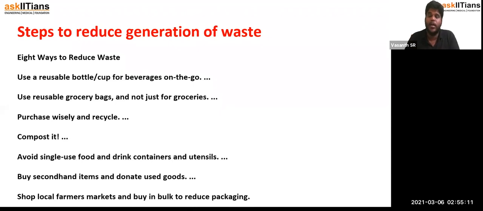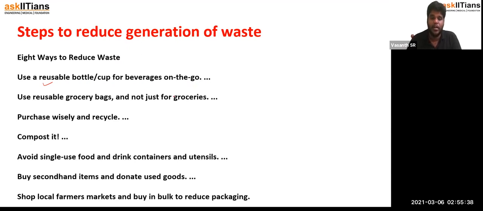How can we reduce the generation of waste is one of the most important things that we need to discuss. There are 8 ways to reduce waste. The first is the use of reusable bottles and cups for beverages on the go. Avoid using plastic cups, and instead use paper cups if possible. If not, carry your own cups made of ceramic or glass or whatever.